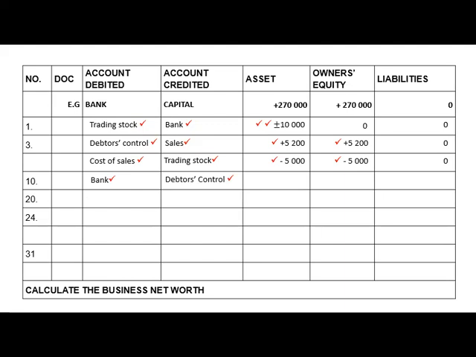Both these accounts are assets. So the plus will be for bank, money coming in. The minus will be for debtors control, having less people owing us. And the amount for those two accounts will be 4,200. Under owner's equity we will have 0. And under liabilities we will also have 0.